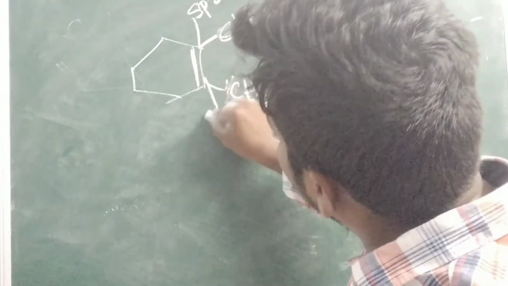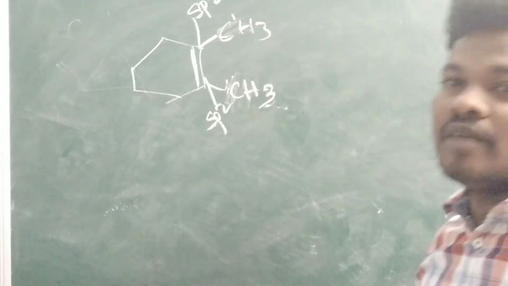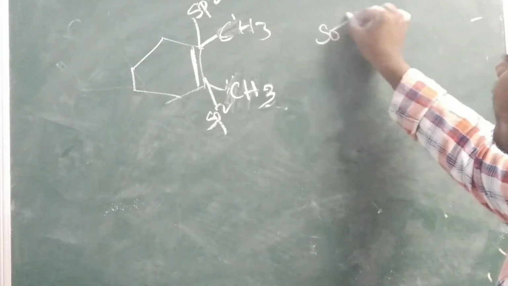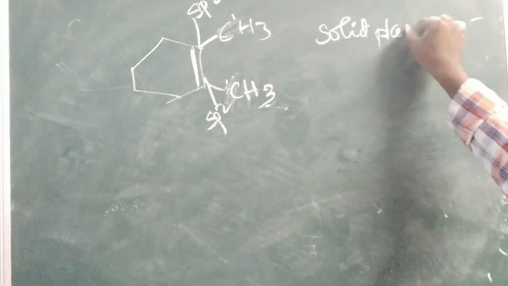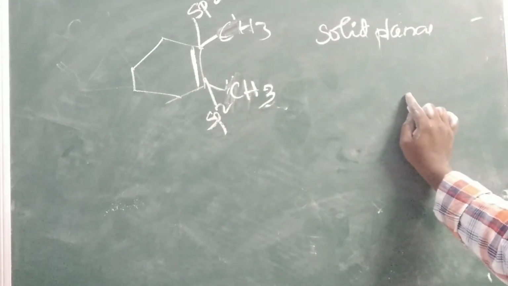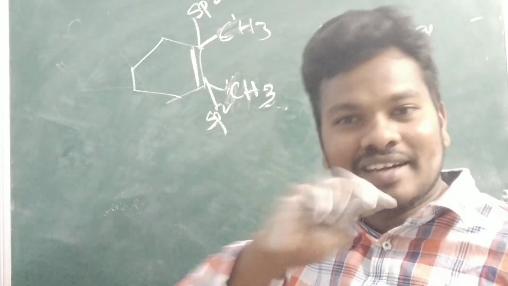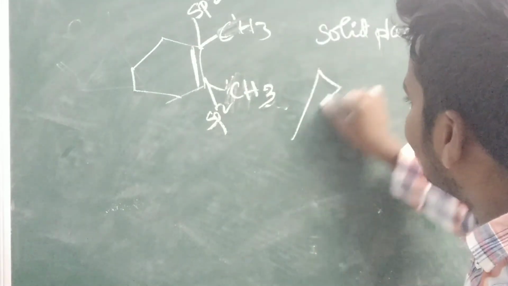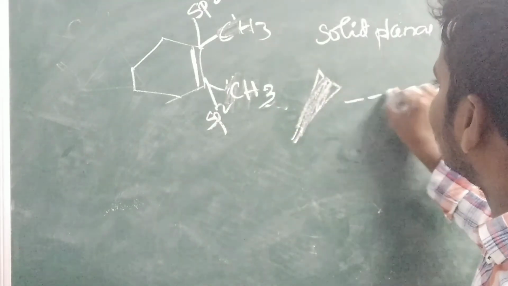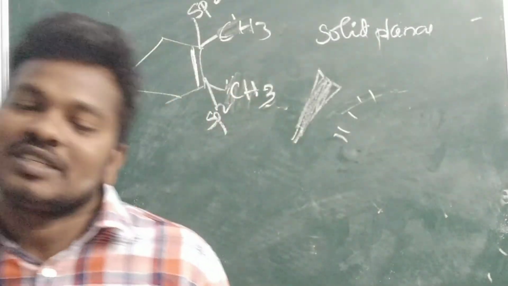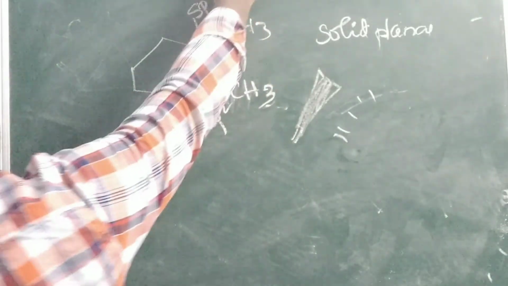But see here, what is the hybridization? sp2. What is the hybridization here? sp2. Whenever anything has sp2 hybridization, it will be a planar structure. Whenever it has a planar structure, can you make it with dash and dotted bonds? Whenever it is a planar structure, we cannot make it. If you make it like this also, then only it is exhibiting geometrical isomerism. It is exhibiting. So next example you can see.